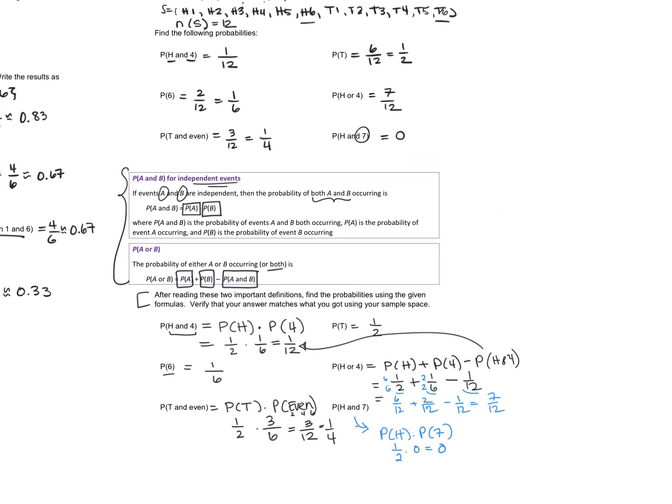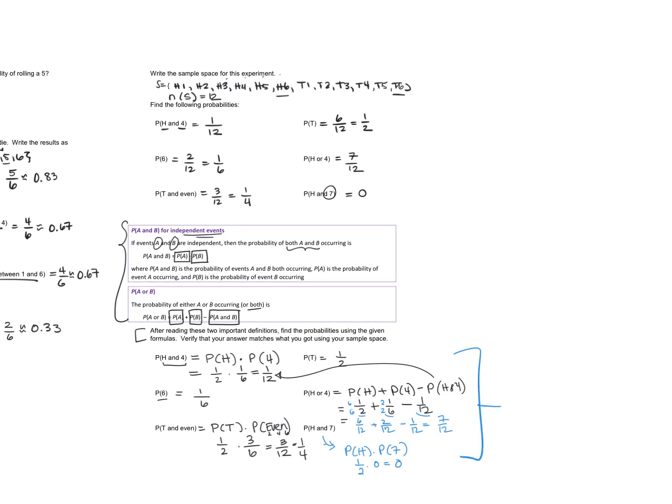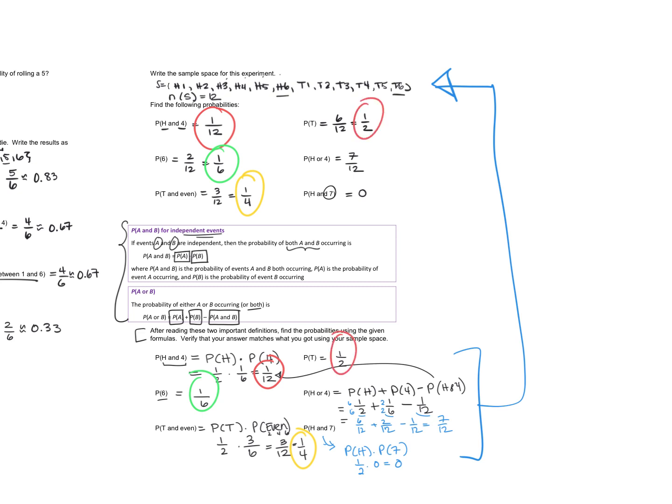And so the last thing it said is it wanted to verify if we were getting the same results by looking back up, looking at using those formulas versus the sample space. So they should all match up. So the probability of getting H and 4, we said was 1/12. That matches. Probability of 6, 1/6. Probability of getting tails and even was 1/4. The probability of T, we already have that. Probability of heads or 4 was 7/12, which matches with that. And probability of 0 and 0 matches. So we got it all. We verified that.